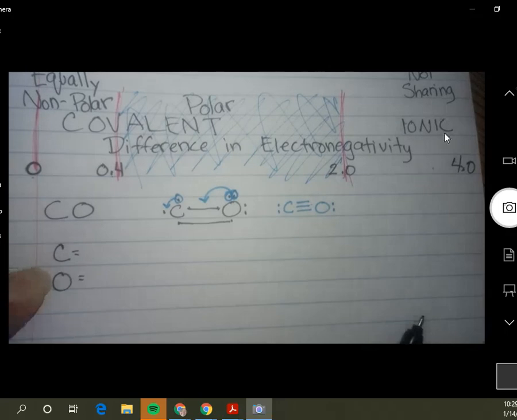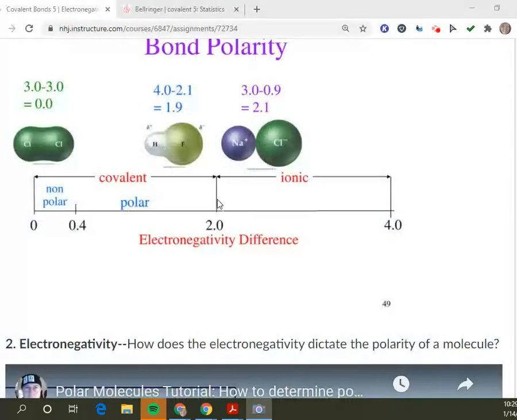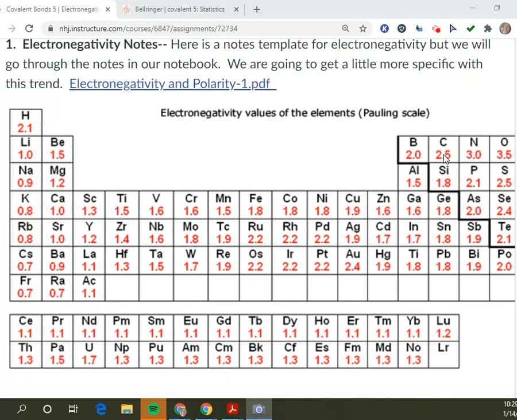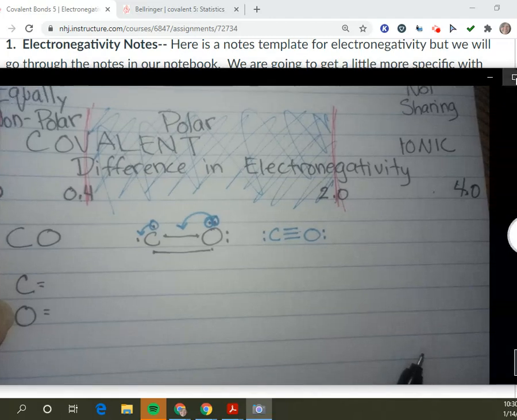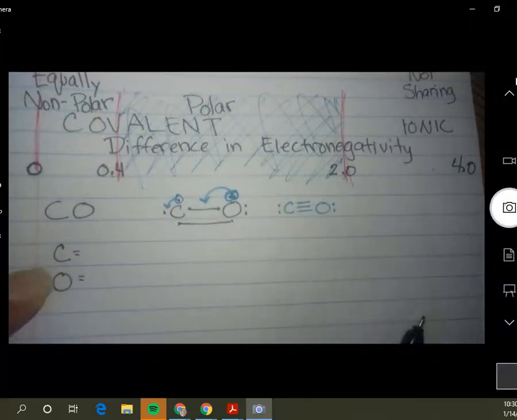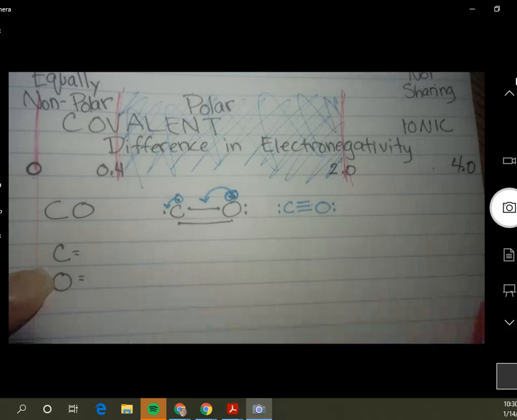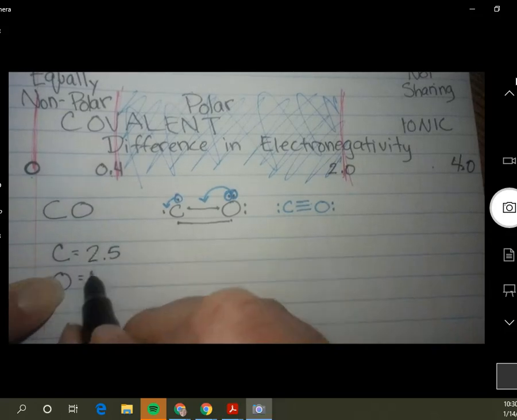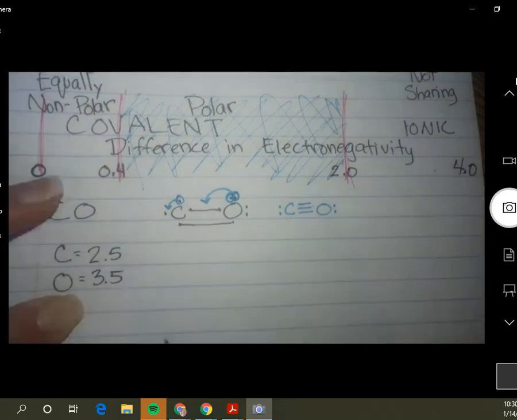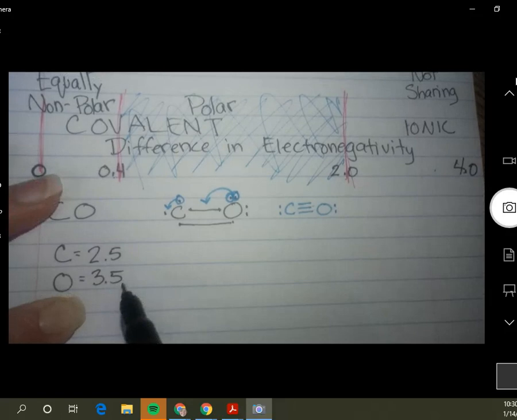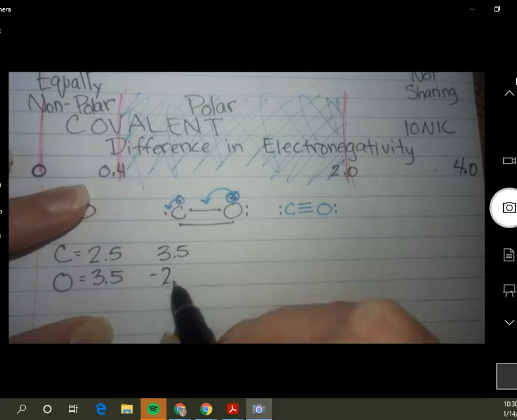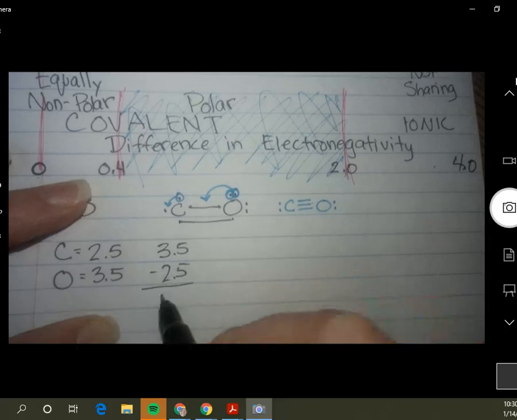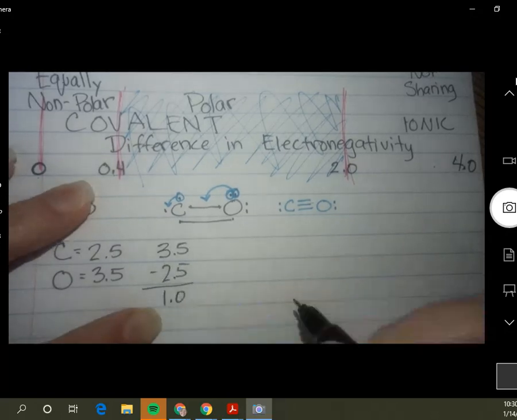So we're going to come back to our scale, our numbers here. Carbon is 2.5 and oxygen is 3.5. So we're going to write those down. So we need to find a difference. I'm not going to have negative numbers in this. We just need the absolute value difference. So we're going to say 3.5 minus 2.5 is 1.0.